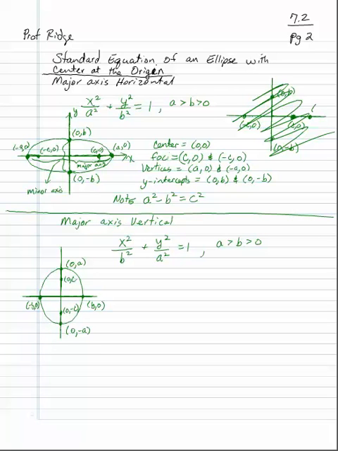Alright, so if the major axis is vertical, a is still the bigger number, and you see that a is going to be under the y squared. That's how you know if it's vertical or horizontal. It's wherever the bigger number is under. So if the bigger number is under y, it's a vertical major axis. And let's see, your center will be at 0, 0.